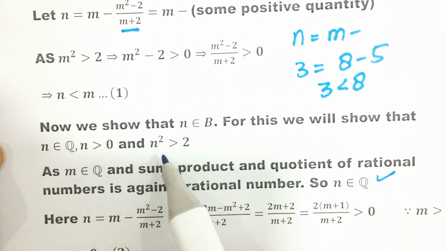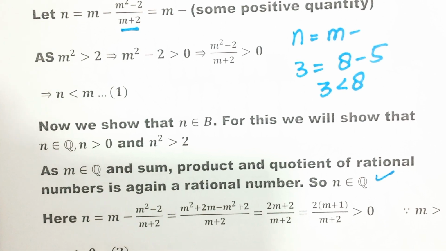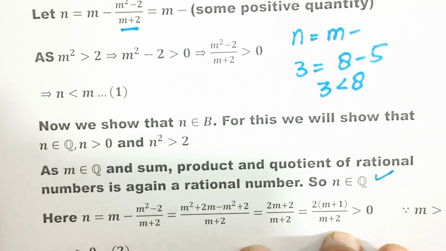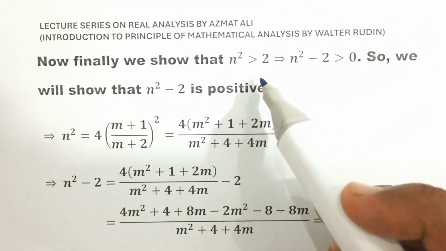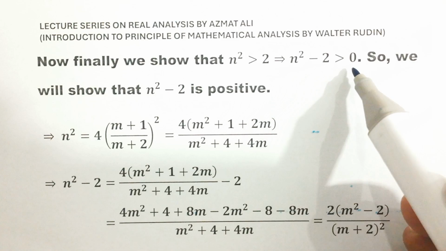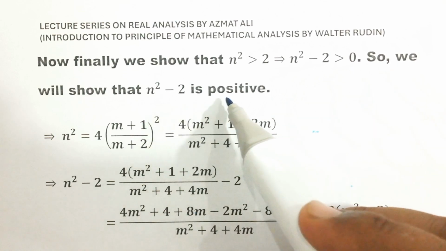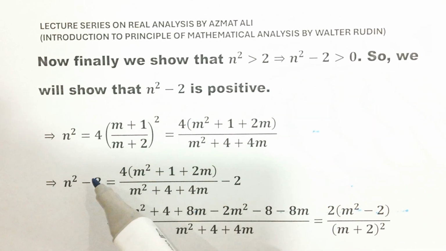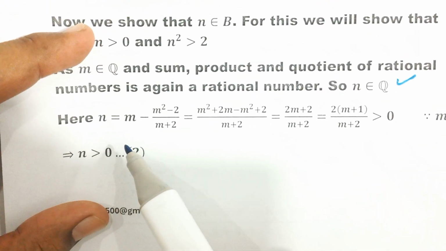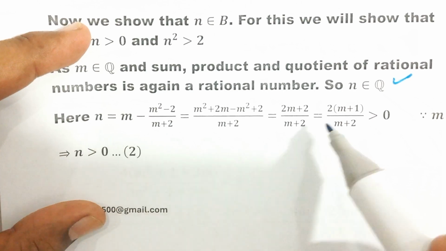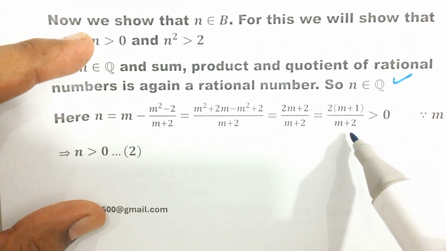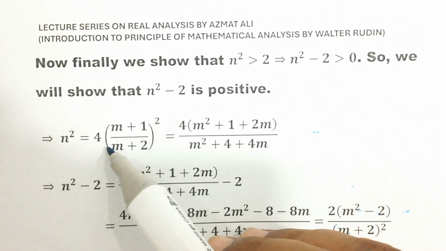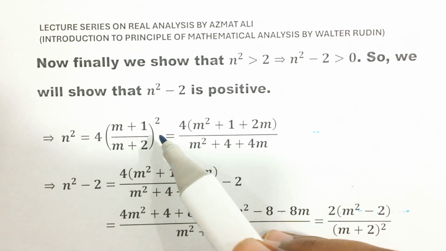Next, lastly, we will show that n² is greater than 2 here. In other words, we will show that n² − 2 is greater than 0, that is, n² − 2 is positive. From the last page we can notice that after taking LCM, n is equal to 2(m + 1)/(m + 2). So by taking the square in this step, we have n² is equal to 4 times ((m + 1)/(m + 2)) whole squared.